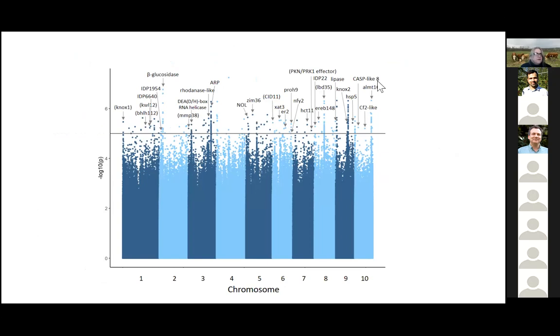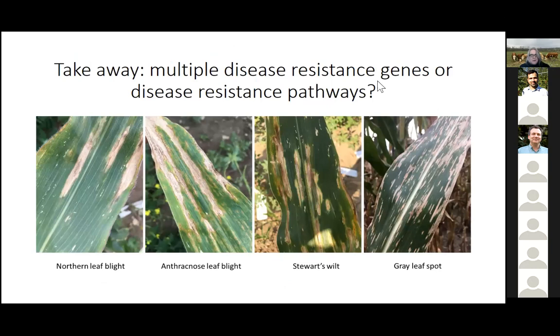Someone said, Judy, you can spend the rest of your career looking at each and every one of those genes, and I think that might be true. So what are my takeaways? My takeaways are: are there multiple disease resistance genes, or is this a disease resistance pathway? Certainly the phenylpropanoid monolignol pathway has a lot of genes, big gene families, and they're sure to have subfunctionalization for disease resistance.